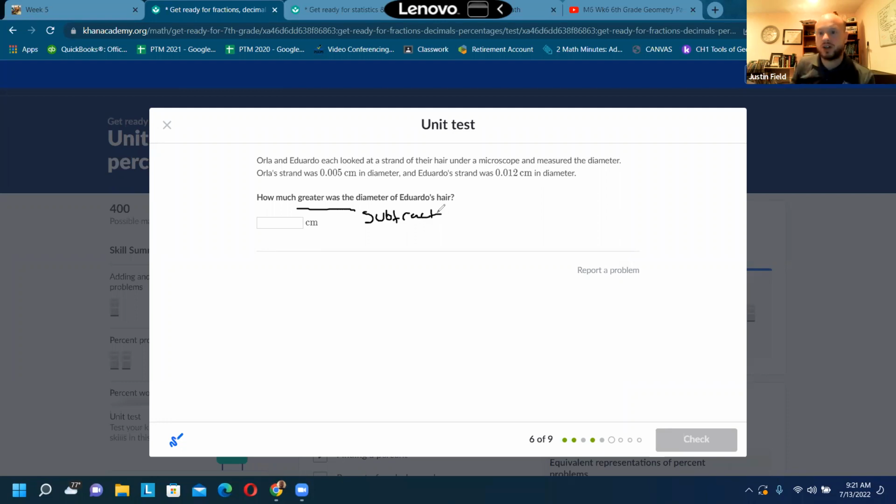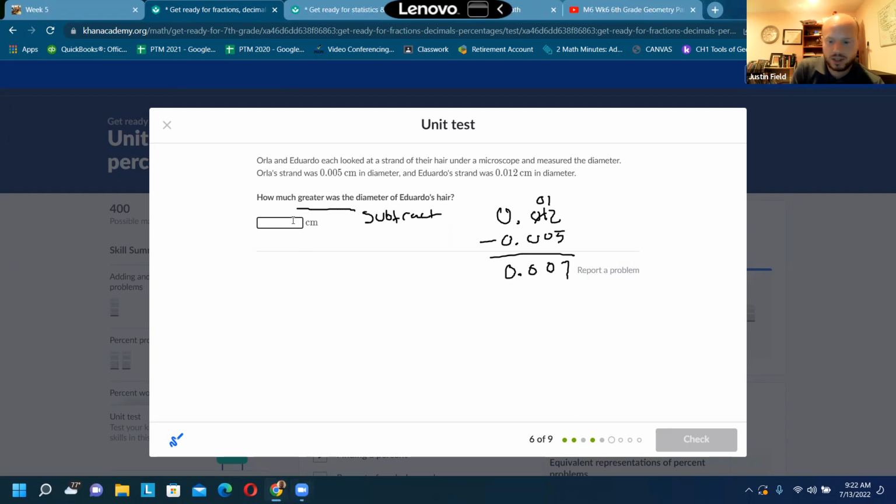How much longer did something take? You would subtract, right? How much greater is something, you subtract. So let's put the 0.012 on top and 0.005 on the bottom. Just like adding, line up your decimal points. And it's just 7. And so it's 7 thousandths.